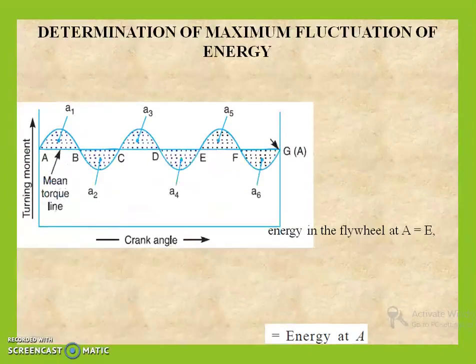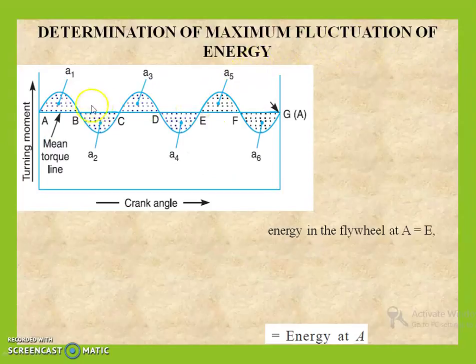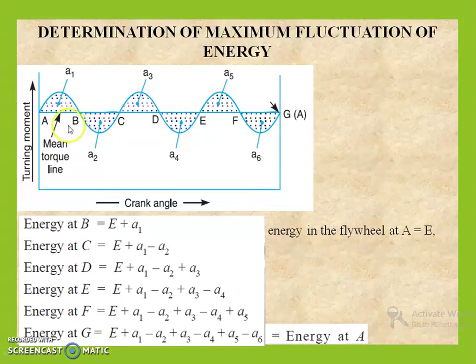Now we'll see how to find out the maximum fluctuation of energy. So again, we are considering a turning moment diagram, and this is actually for a multi-cylinder engine. This line represents the mean resisting torque. Here also we can see that some portions are above the mean resisting torque and some portions are below the mean resisting torque. So this portion represents the deficiency in energy, and this portion represents the excess energy. If we consider the energy of the flywheel at the point A as E, then I can write this energy at the point B as E plus A1, because A1 is positive, meaning excess energy, that is plus A1. So what is the energy at C?